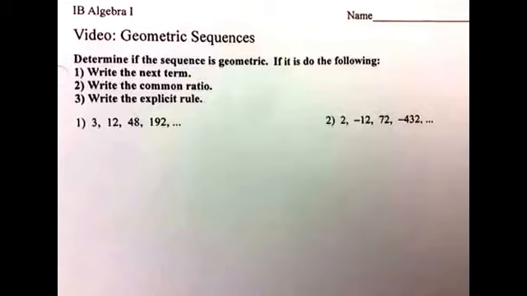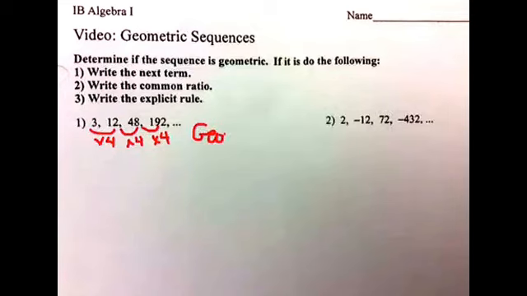I know that 3 times 4 gives me 12. I just have to check to make sure that that actually works for the other numbers in the sequence. So I know 3 times 4 is 12, but let's check. 12 times 4 is 48, so that worked, and in the calculator I'm going to do 48 times 4, and that's 192. So each time it's multiplying by 4.